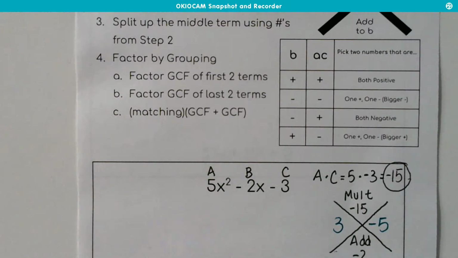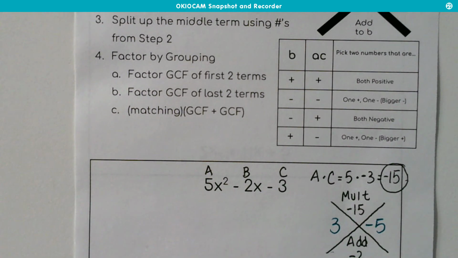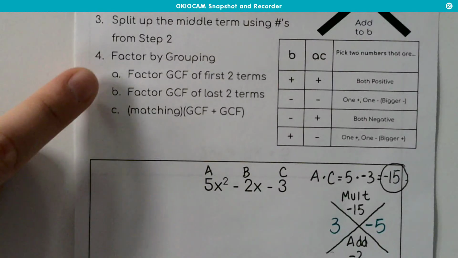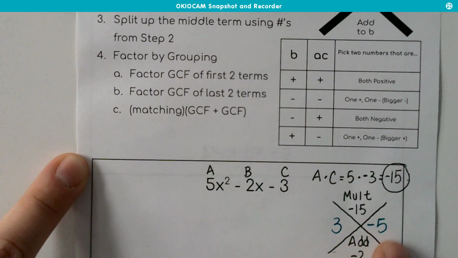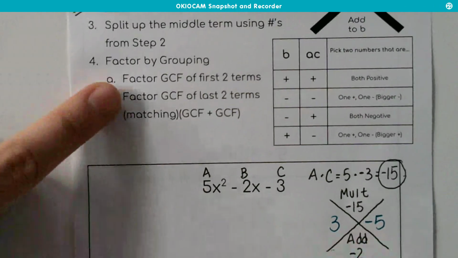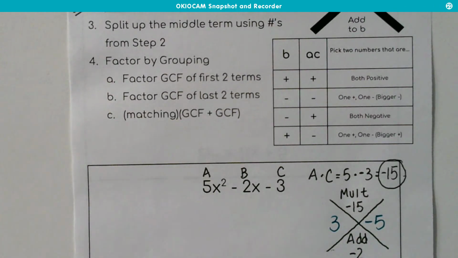So split up your b using these two numbers we just picked. What we are doing is essentially uncombining like terms so that we can factor by grouping. So we intentionally pick these numbers that will make it so that we can factor by grouping. So now we're going to do that.